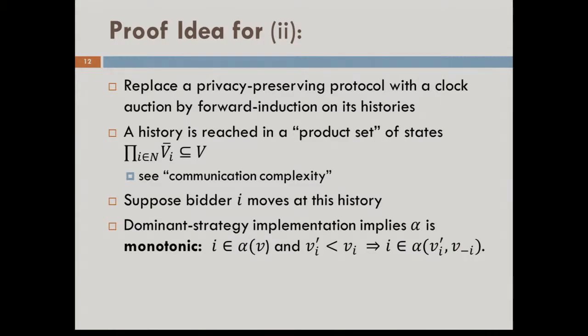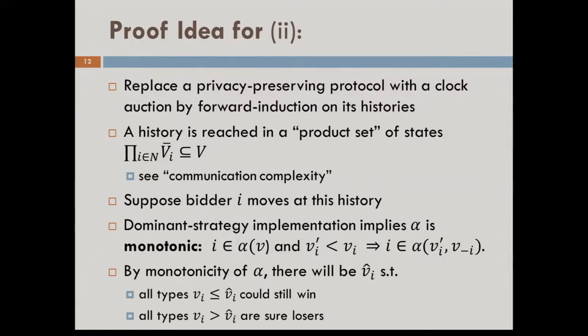Okay, now we make one more observation. The allocation rule must be monotonic because it's implementable in dominant strategies. That means that bidder i is more likely to win when his value is lower. So here it's a procurement auction, so a lower value is more likely to win the auction. Because of this monotonicity, there will be some kind of threshold value for bidder i, such that this value and all lower values could still win in the auction, and all values above it are sure losers. They can never win anymore. I mean, of course, it could be an extreme case where everybody is a sure loser or everybody could still win, but in general, there's some threshold like that.